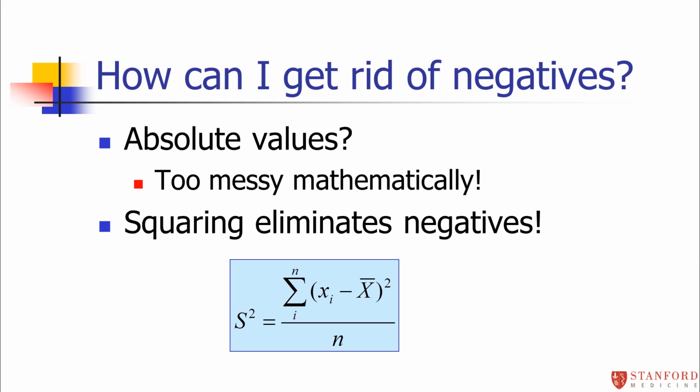This is something we call a variance, and in terms of symbols, I represent this as s squared. s will be the standard deviation, so s squared is what we call the variance. So s squared, the variance, is the average squared distance from the mean.